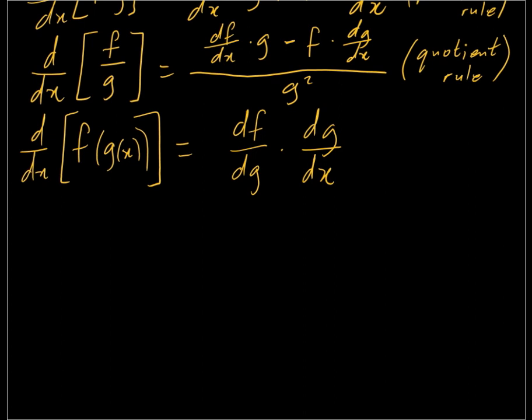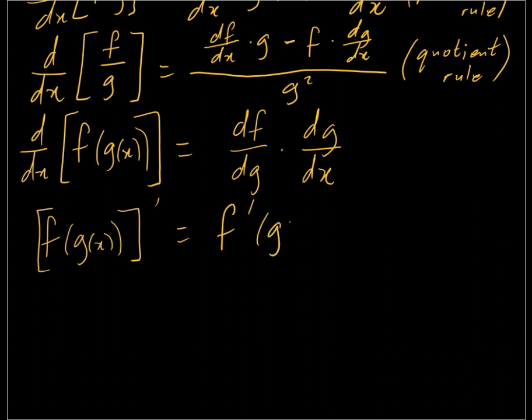The alternative notation we can use is f of g of x, and then if we want the derivative of this, let's use prime. It becomes the derivative f prime of g of x times the derivative of g of x. And both of these are equivalent. This is the chain rule.